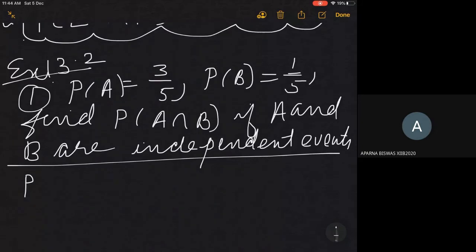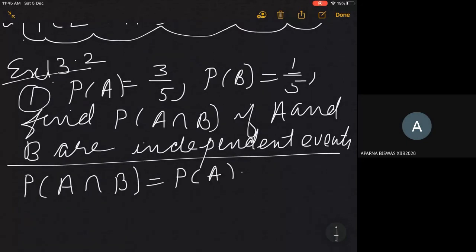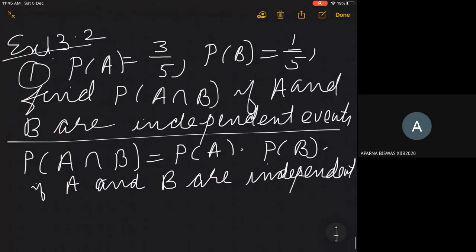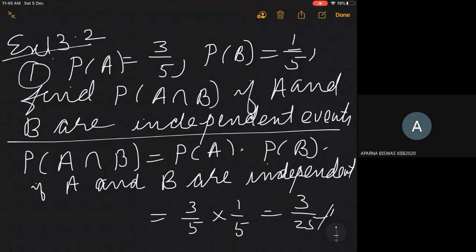The basic definition: if A and B are independent events, P of A intersection B equals P of A into P of B, if A and B are independent. The most easiest one. So from here you can find out that is equal to 3 by 5 into 1 by 5 equal to 3 by 25.